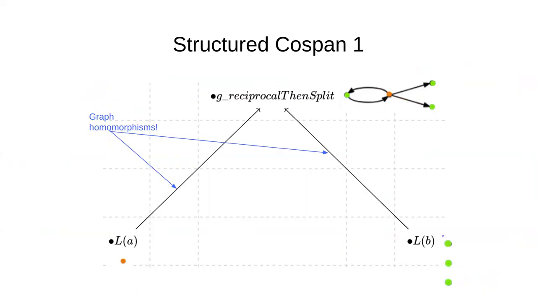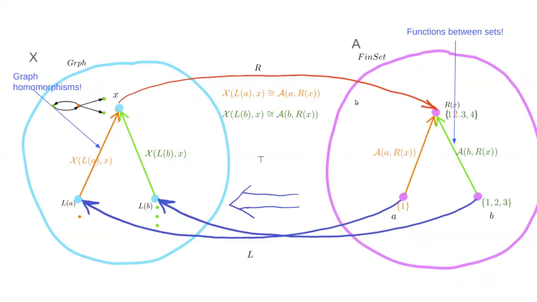Okay. Now, let's talk about this. What would this look like for a structured cospan? I tried to envision it for a particular category. Here, the left category is the category of graphs, okay? I just want to make sure we're on the same page. What is an object in this category? I want to distinguish: this is not the category of GR, this is not the schema category for graphs. This is the category of graphs.